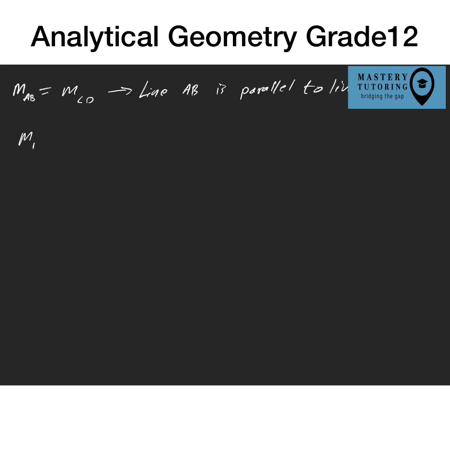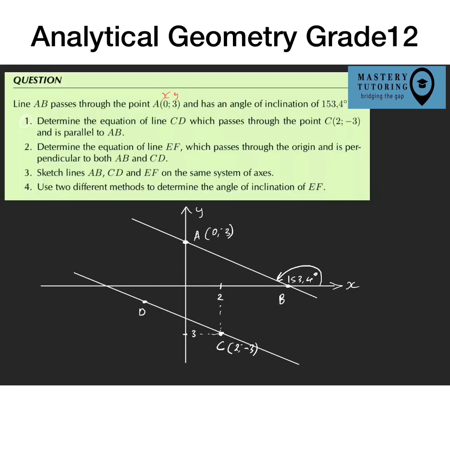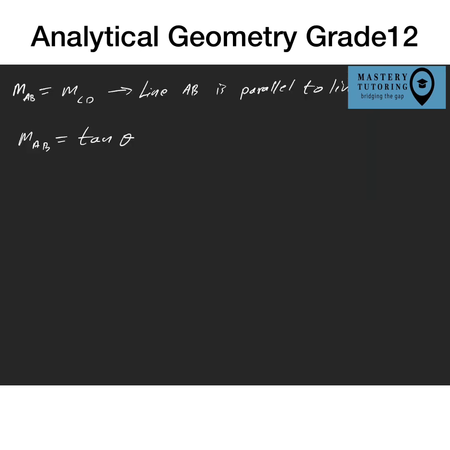Now we're going to go ahead and calculate the slope of AB. So m AB is equal to the tangent of theta. Now you're probably wondering what theta is. Theta is the angle of inclination. So theta is equal to 153.4 degrees. So now we say m AB is going to be tan of 153.4 degrees.